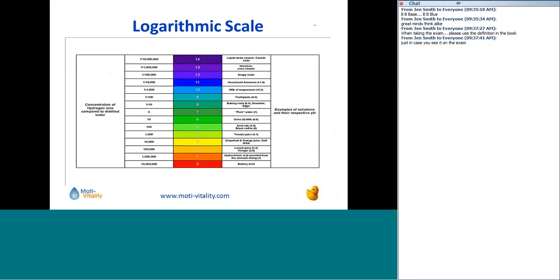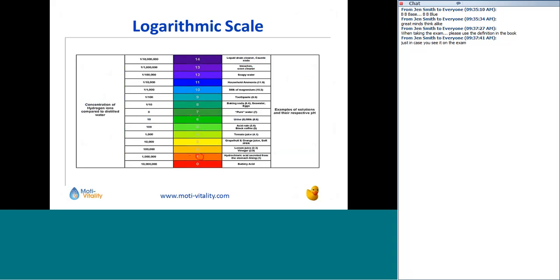Here's the scale. I really like this one. Just because, look at this. A pH of 1, all the way down here, is your stomach acid. Stomach acid is hydrochloric acid secreted from the stomach lining, and it has a pH of 1. That's like, wow. Especially when you consider that this is a logarithmic scale.